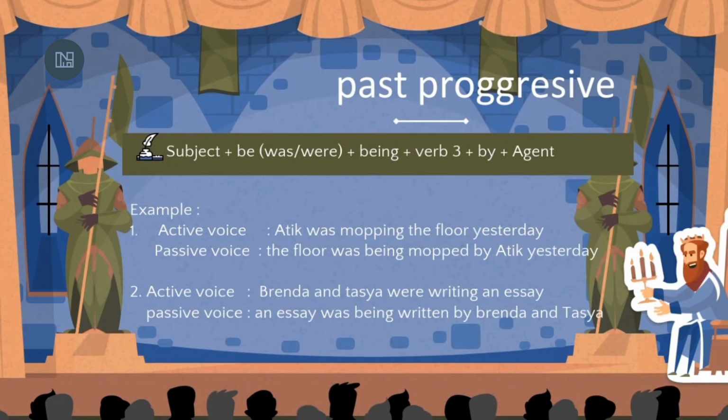Now we're going to a passive voice in a past progressive tense. The formula is subject plus be that was or were, plus being, plus verb 3, plus by, plus agent. For the example, I have an active voice. Atik was mopping the floor yesterday. You can change it into a passive voice. The floor as a subject, was is to be, being is a pattern, mop is a verb 3, plus by, plus agent, Atik. Yesterday is a verb of time. Okay, let's say the formula once again. Subject plus be that was or were, plus being, plus verb 3, plus by, plus agent.